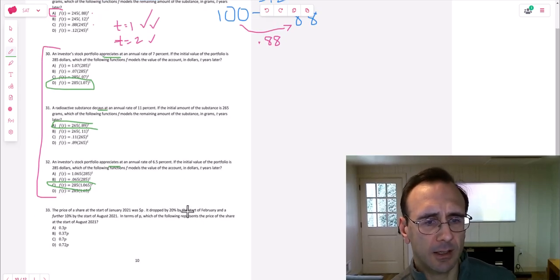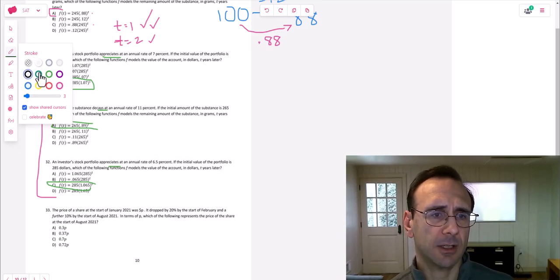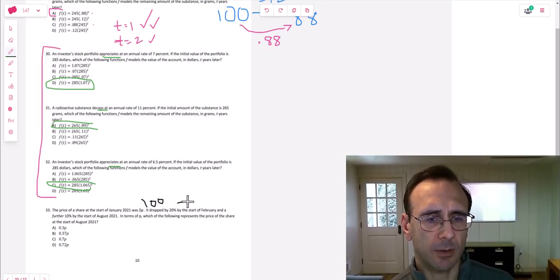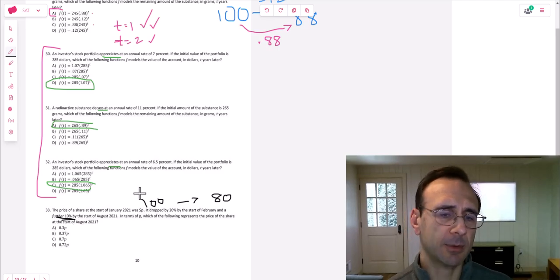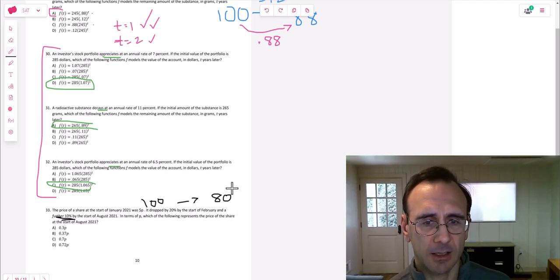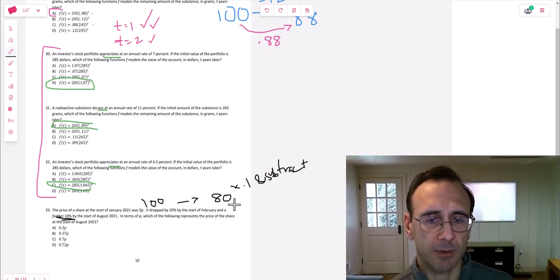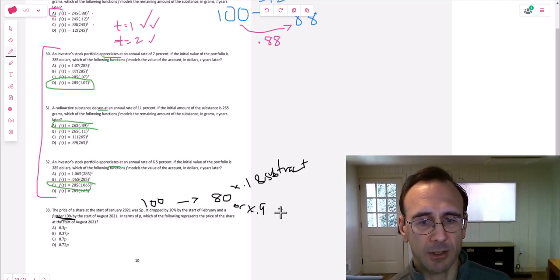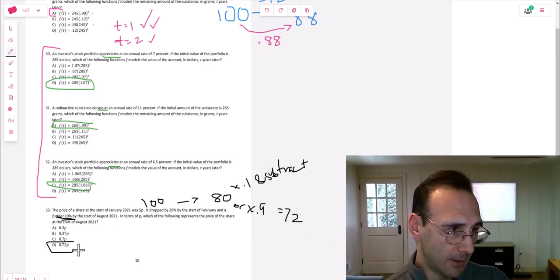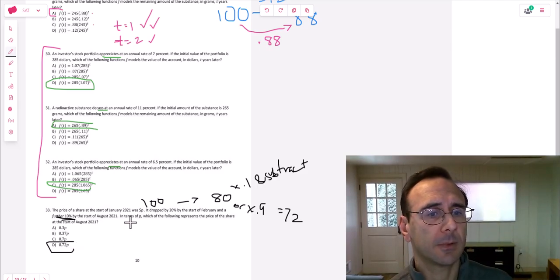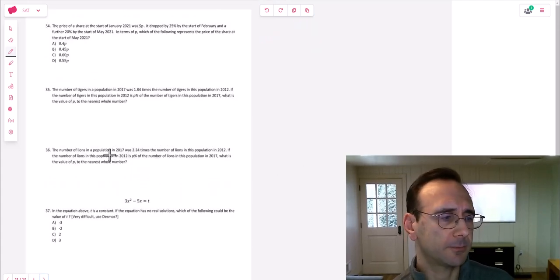And then 33. So the easiest thing here is to make P 100, because that 20% drop becomes 80. But then the further 10%, it's not 10% of the 100, it's 10% of the 80. So you could either times it by 0.1 and then subtract that, or you can just times it by 0.9. In either case, you get 72. And because we made P 100, that's why it's D. So with that, you can try the next one.